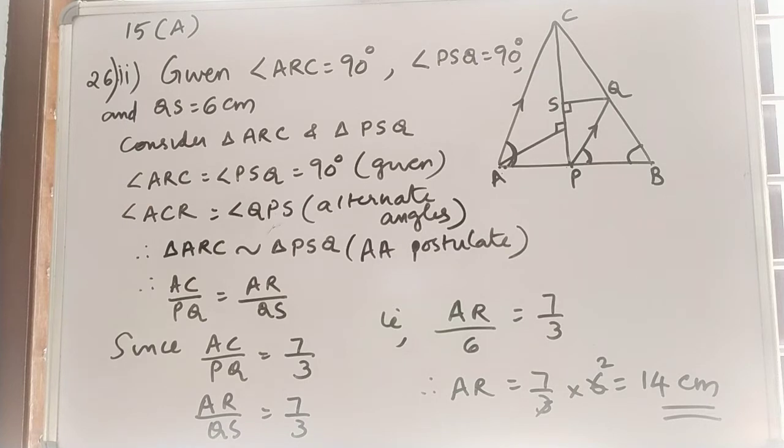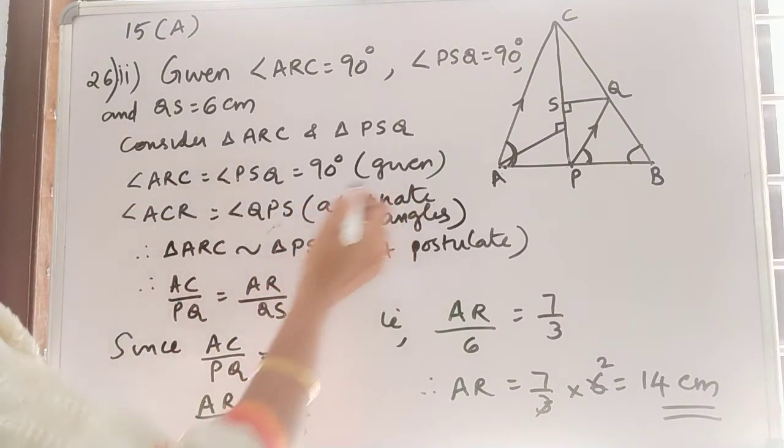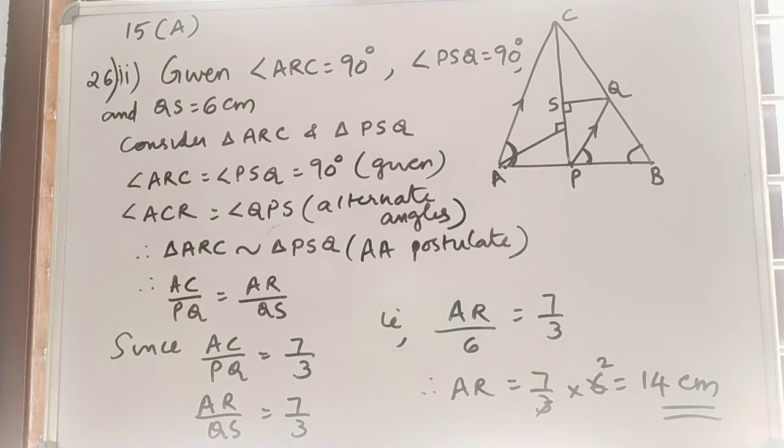Second part, we want to calculate the length of AR. Given angle ARC is equal to 90 degree, angle PSQ is equal to 90 degree, and also given QS is equal to 6 centimeter. So we can consider triangle ARC and PSQ. Look at ARC. ARC is 90 degree and angle PSQ also given as 90 degree. So both are equal. ARC is equal to PSQ is equal to 90 degree. It is given. And ACR is equal to QPS.